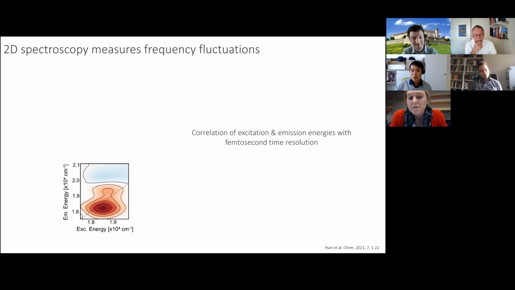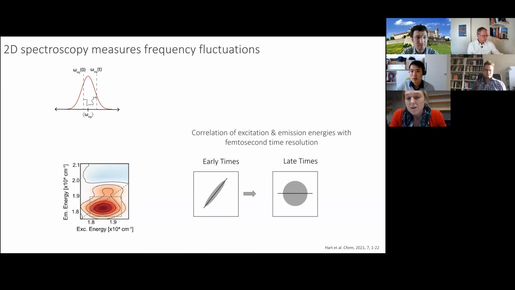We know that the 2D spectrum serves as a femtosecond timescale correlation plot between the excitation and emission frequencies. Due to this high resolution, we are able to essentially watch fluctuations in the transition energy as they occur on the excited state population, or on the excited state potential energy surface. At very early times, we have a strong correlation between excitation and emission frequencies.